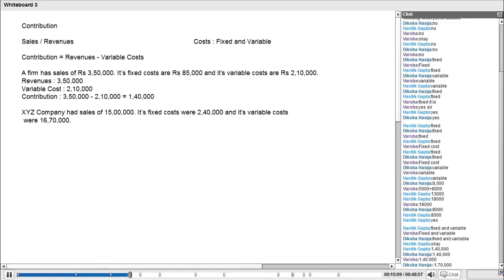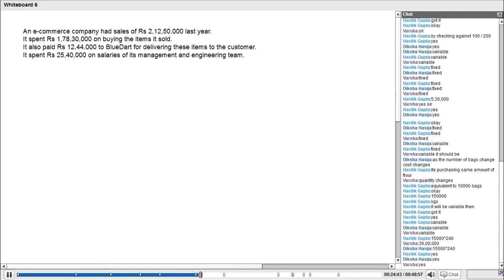So here we are talking about an e-commerce company that had sales of 2 crores 12 lakhs 50,000 last year. It spent rupees 1 crore 78 lakhs 30,000 on buying the items it sold. It also paid rupees 12 lakhs 44,000 to Blue Dart for delivering these items to the customer. It spent 25 lakhs 40,000 on salaries of its management and engineering team. We need to calculate the contribution. So how will we go about calculating the contribution? What's the first step we do?